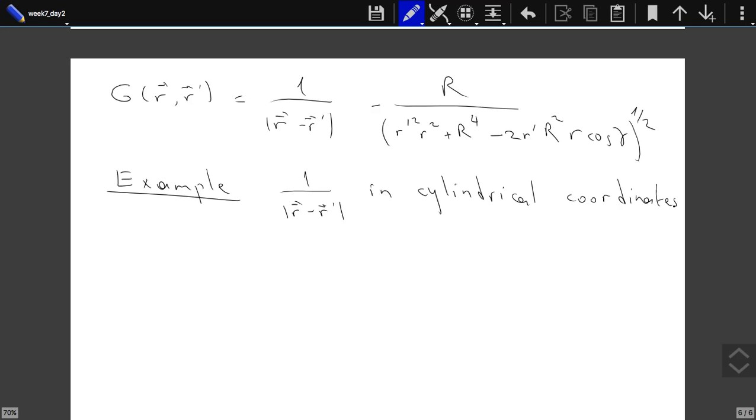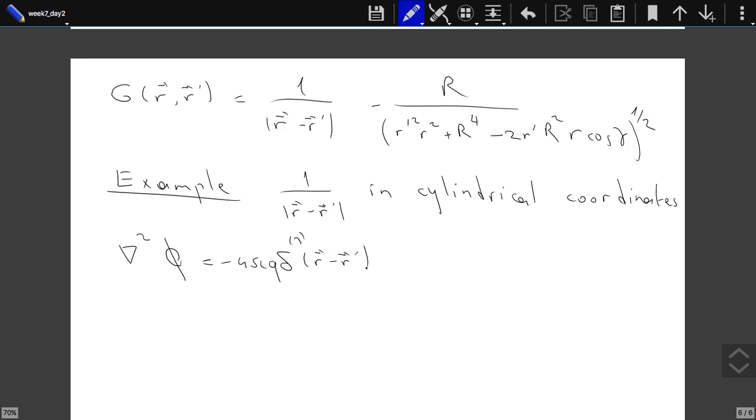Okay, let's do an example. So basically we are looking for the solution of, let me use phi, is equal to minus 4 pi Dirac delta 4 pi q, r minus r prime. This time in cylindrical coordinates.